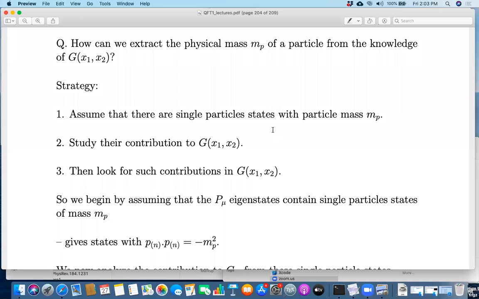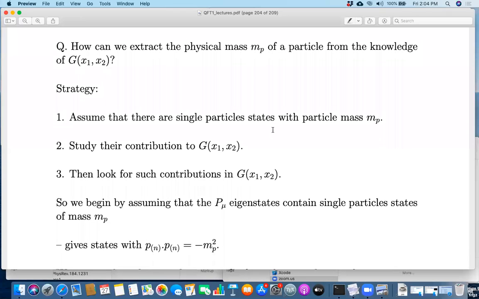Let me try to understand how we can possibly extract the physical mass of the particle from the knowledge of G(x1, x2). This is a question we had posed last time. In fact, one of the main goals of the analysis that we have been doing since yesterday was to find a procedure for calculating the physical mass MP.